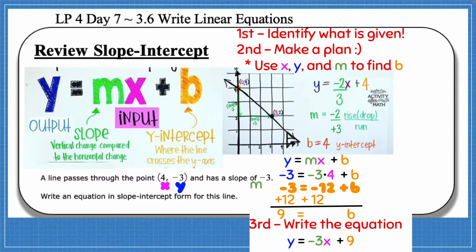So that's why we leave them x and y. -3, that was the slope they gave me, and 9, which is a +9, I just found that for my y-intercept. So this is using slope-intercept to write an equation given a slope and a point.